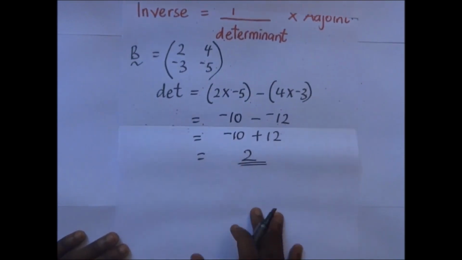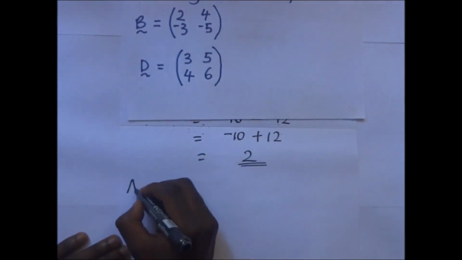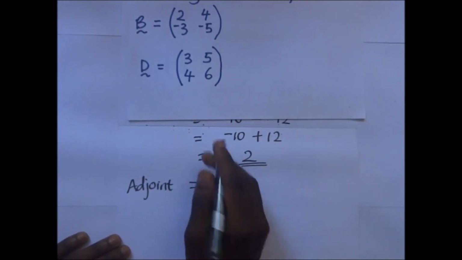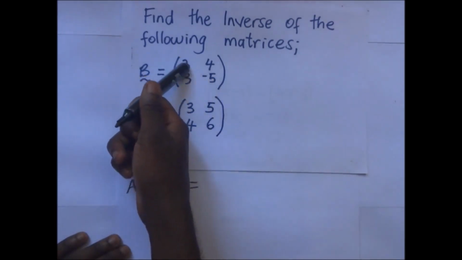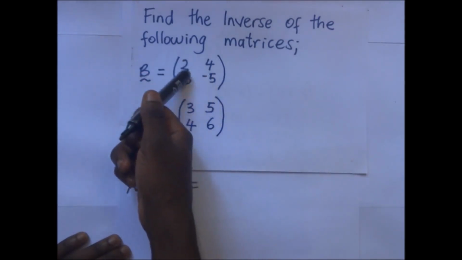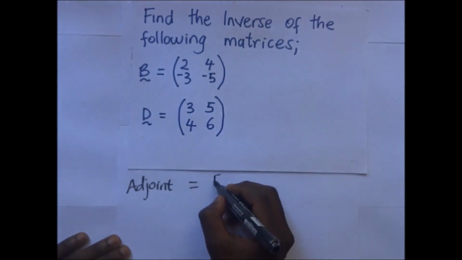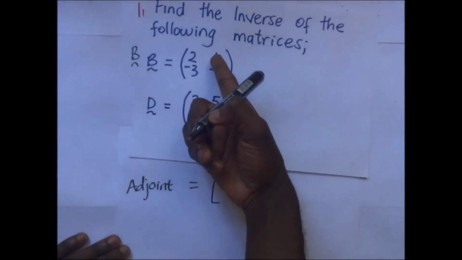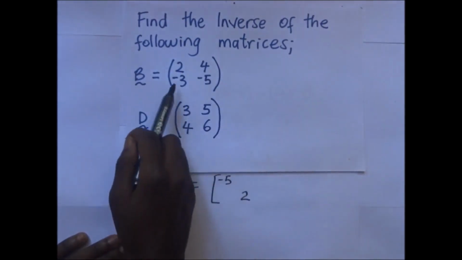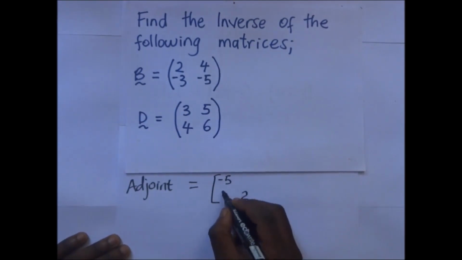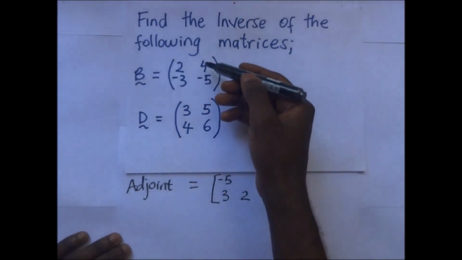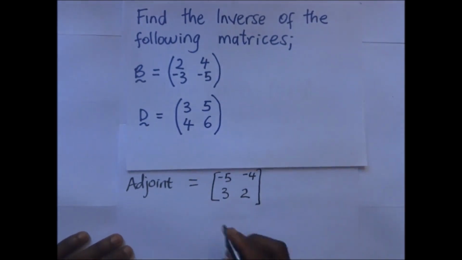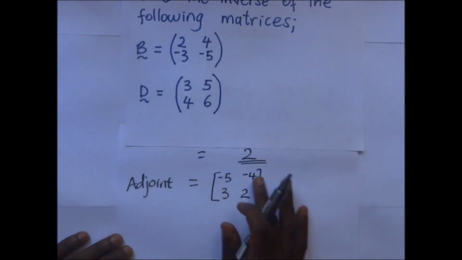So we find the adjoint of the same matrix. The adjoint of that matrix is simply going to become, if we look at the main diagonal, we are going to switch the numbers. So -5 comes here and -2 goes down. So this is going to become -5 up there and 2 down there. And then we multiply this minor diagonal by -1. So -3 times -1 is giving us 3. And 4 times -1 is going to give us -4. So here we have the adjoint.